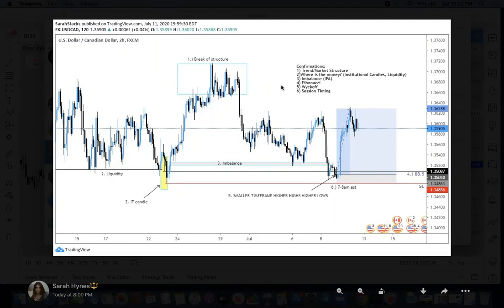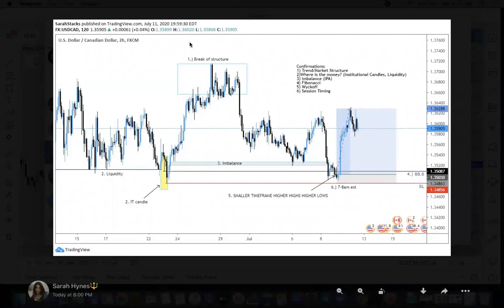If you guys just do that over and over and over again, use these confirmations, then you're going to be good to go. Confirmation number 1, trend in market structure. Confirmation number 2, where's the money? 3, imbalances. 4, Fibonacci. 5, Wyckoff. And 6, your session timing. So check out U-CAD on the 2-hour, right?